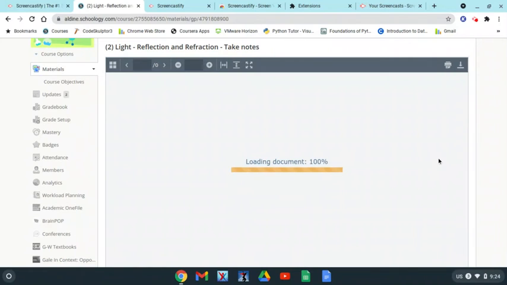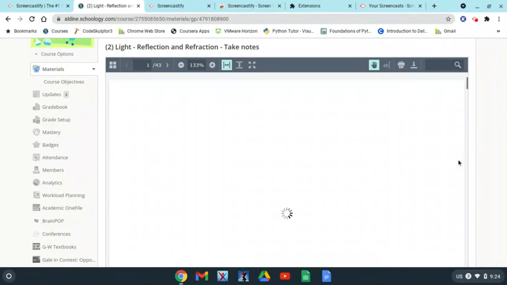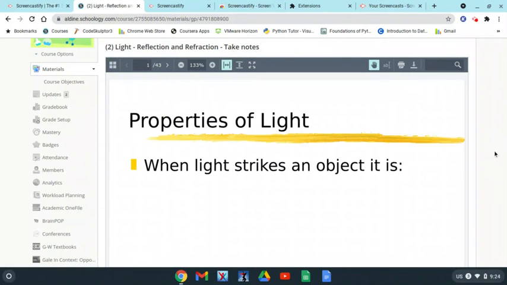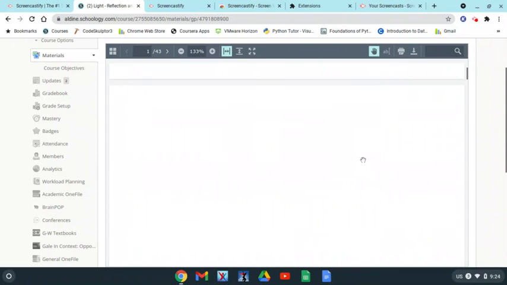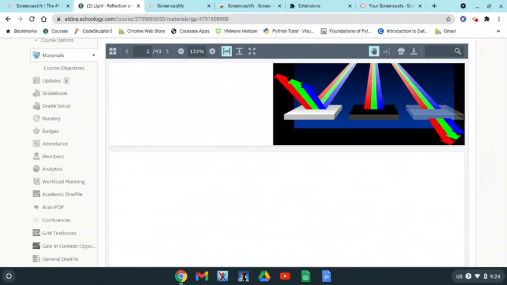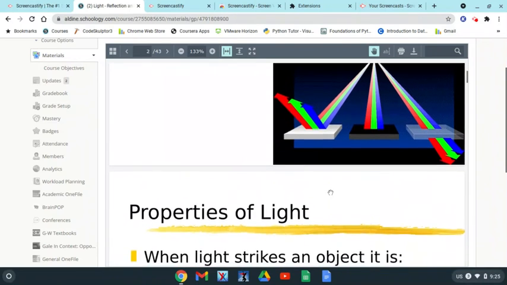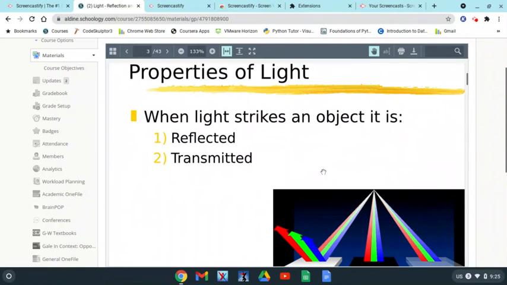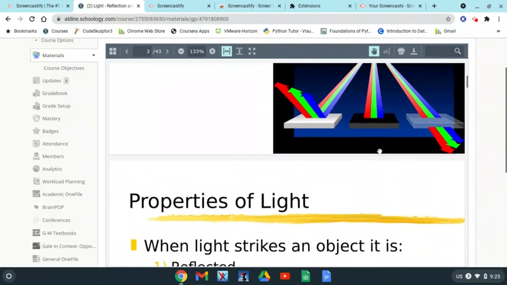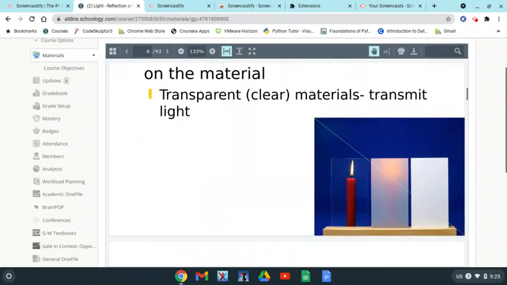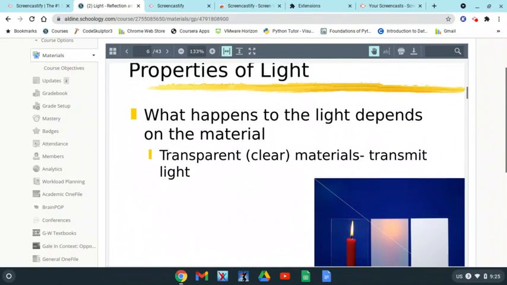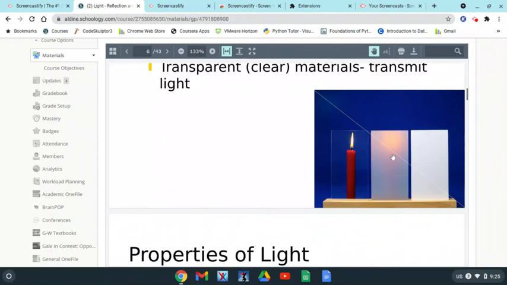And while it loads here, we can talk about the properties of light, what happens when light strikes an object. And again, the key thing to take away is it depends on the kind of material it is, if it's going to do this or that, i.e. reflect, absorb, or transmit. And when light strikes an object, it's going through these. So this is just mostly a review. The difference between transparent, translucent, and opaque.